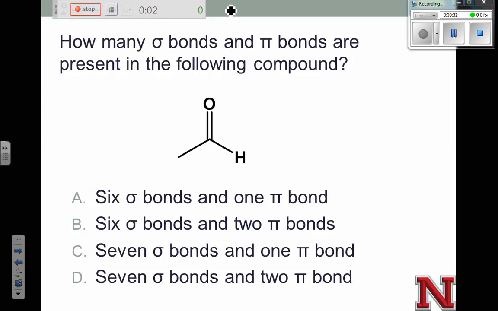So here's a real simple example. How many sigma bonds and pi bonds are in the following compound?